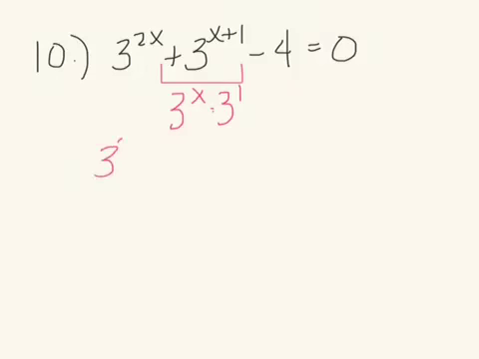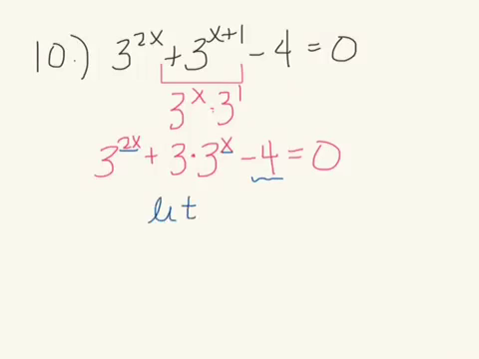So the problem that I'm going to work with is 3 to the 2x plus 3 times 3 to the x minus 4 equals 0. And now I know this is a factoring problem because I have squared, single x, and a constant. So I'm going to let u equal 3 to the x.